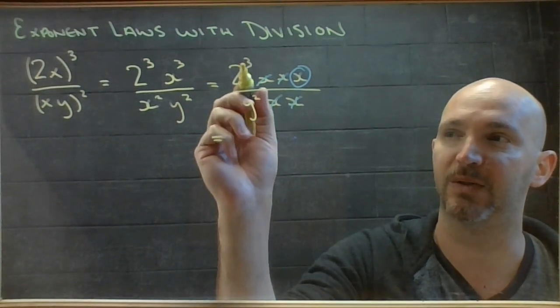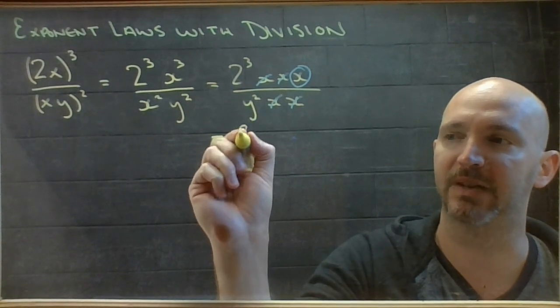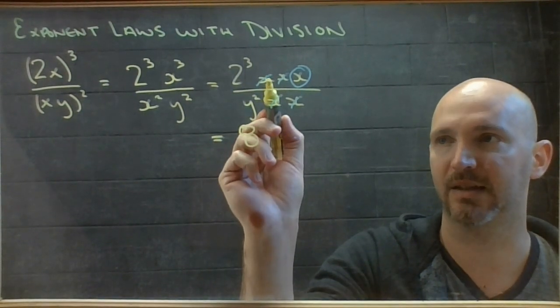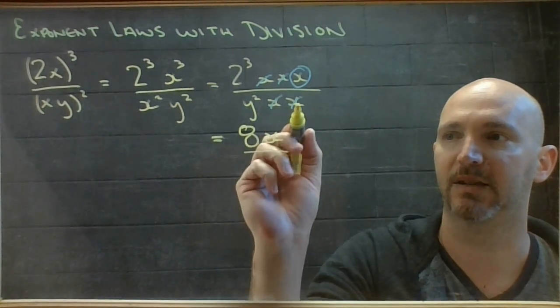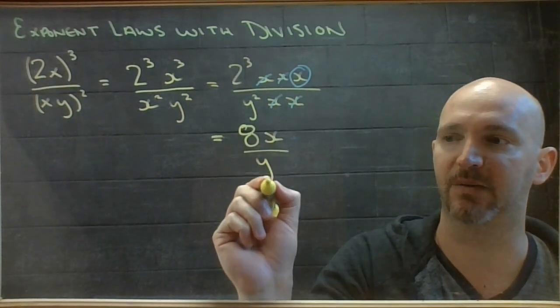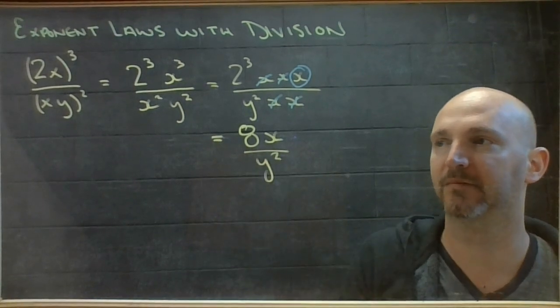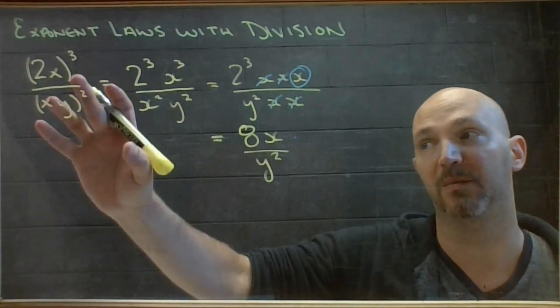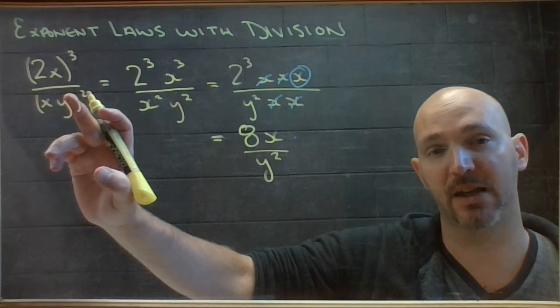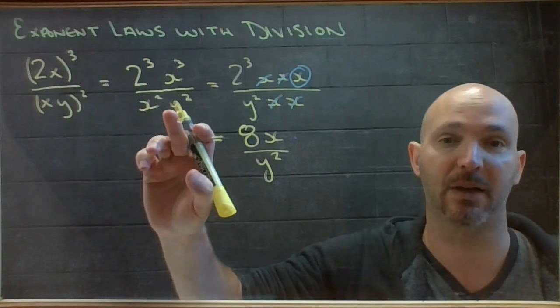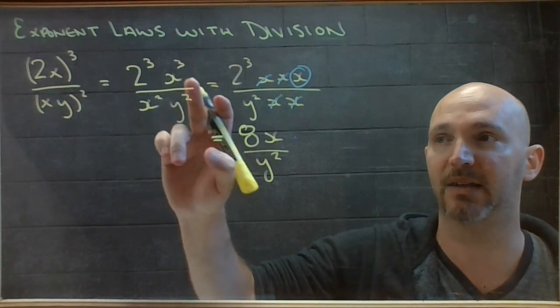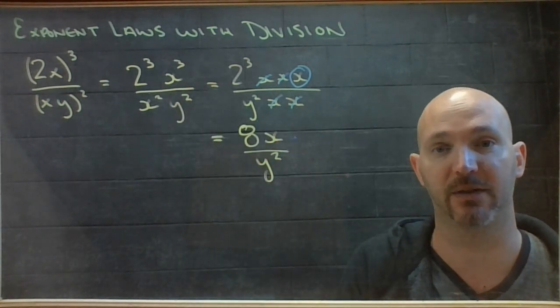So that will reduce as 2 cubed is 8. This is gone, this is gone. There's an x up here. This is gone, this is gone. There's a y squared in the bottom. So if the division is outside, these exponents are only applied to the numerator or the denominator separately, and then you may end up with terms that divide each other out.